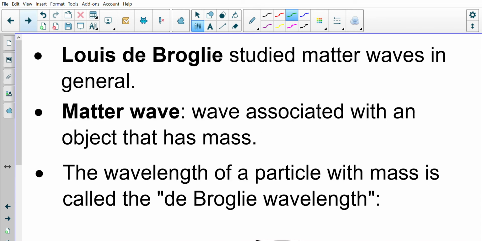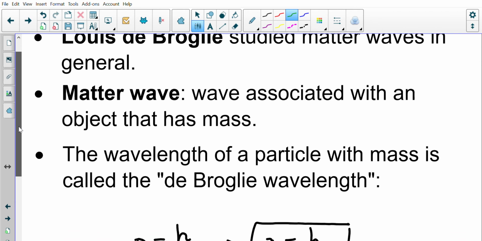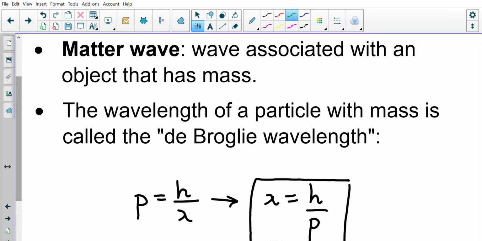So Louis de Broglie studied matter waves in general. As I said earlier, a matter wave is a wave associated with an object that has mass. The wavelength of a particle with mass is called the de Broglie wavelength. So this symbol right here that I just circled, that's the de Broglie wavelength.